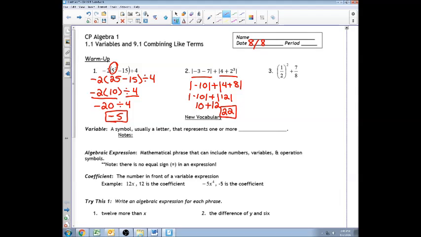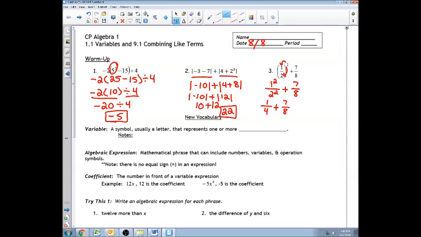Last problem. I have an exponent that is working outside of my grouping symbol, which is a parenthesis. If that were to happen, I'm going to take the exponent to the 1 and to the 2. So it's really going to be 1 squared over 2 squared plus the 7 over 8. Well, 1 squared is 1, 2 squared is 4, plus 7 over 8.